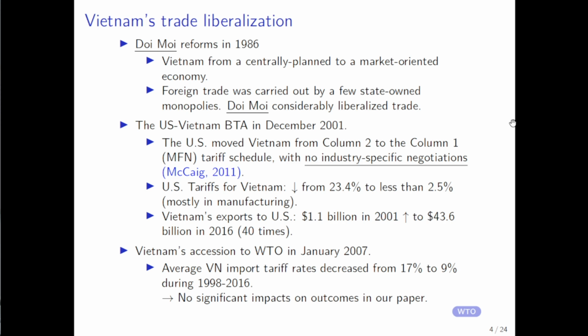Now, the US, what the US did was it just moved Vietnam from column 2 to column 1 tariffs, from the Smoot-Hawley tariffs to the MFN tariffs, right? So the Smoot-Hawley tariffs were determined in the early 1930s, and the MFN, the Uruguay round tariffs, in the early 90s. So these two tariff vectors are pretty exogenous to what's happening in this experiment that we are looking at. And so if you look at US tariffs on Vietnam, they went down from about 23% to about 2.5%. And the tariff reductions were mostly on manufacturing.